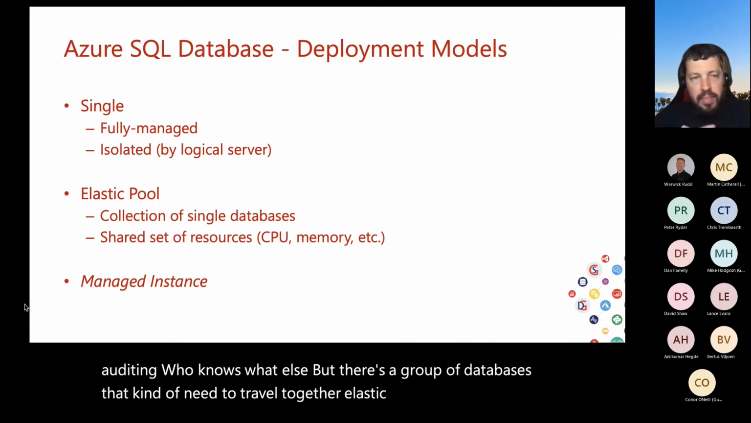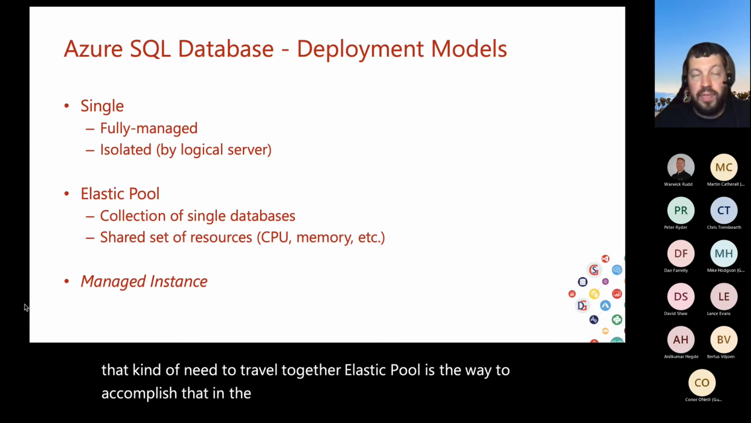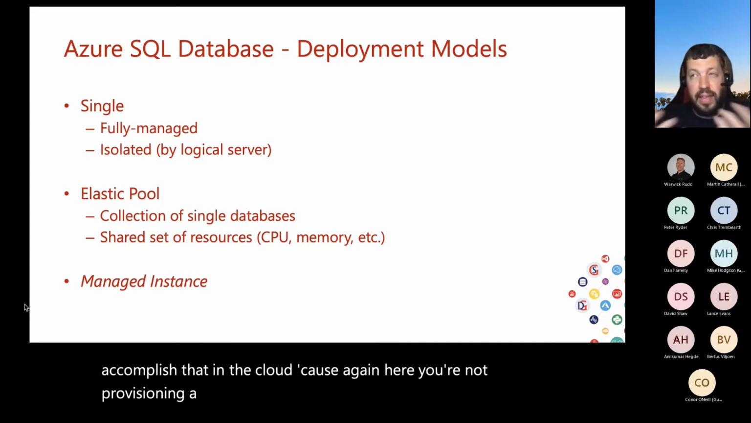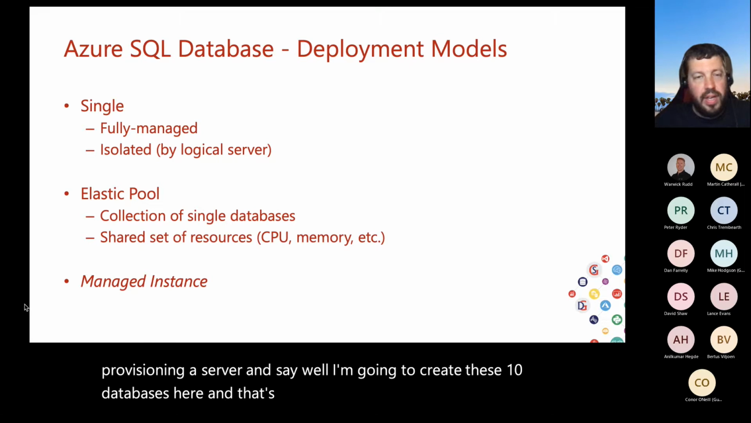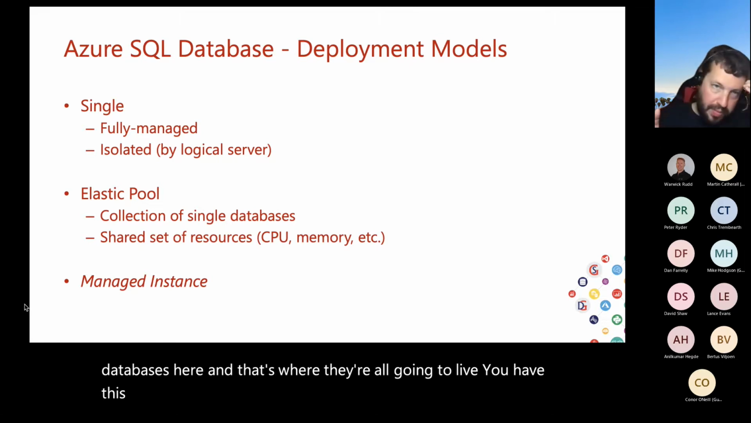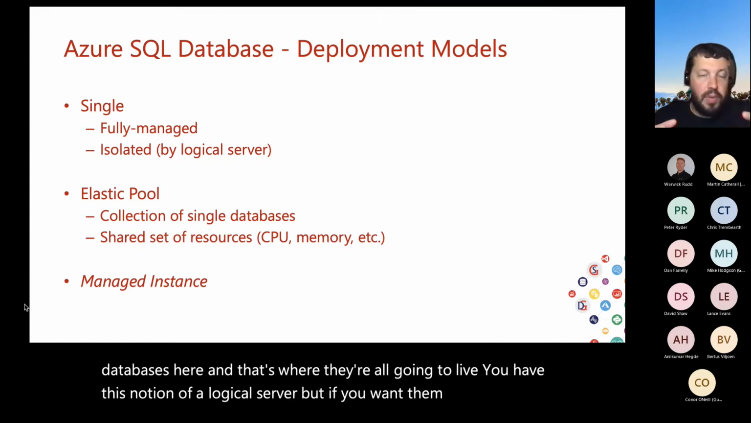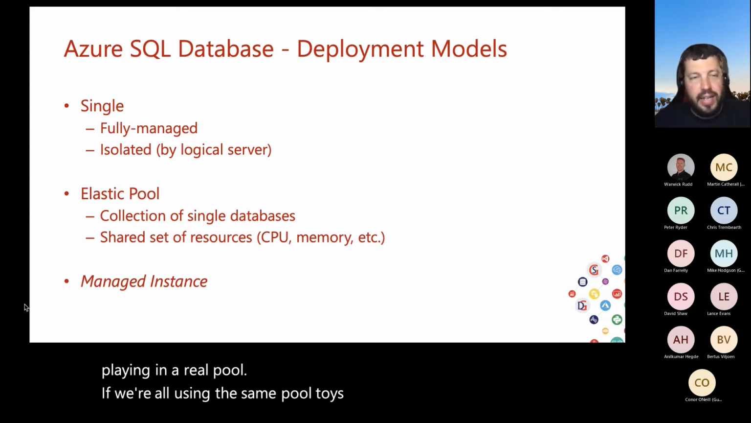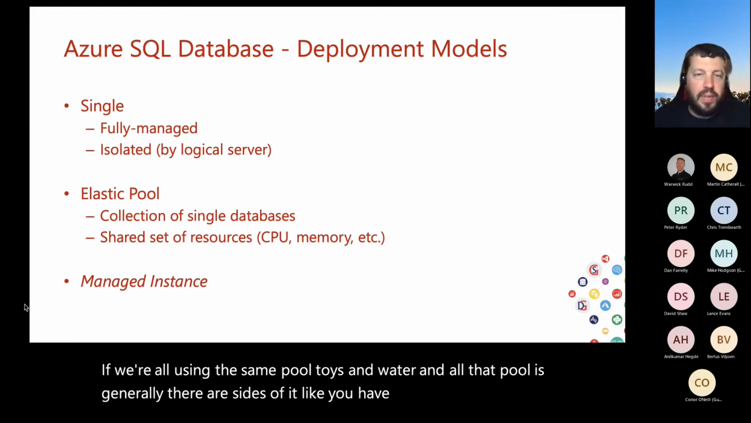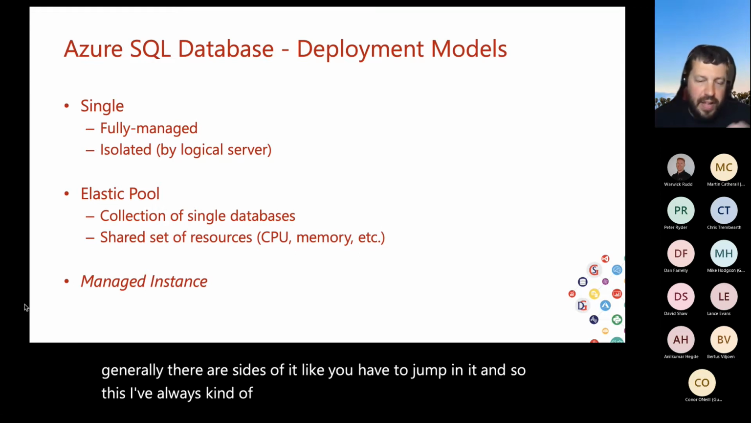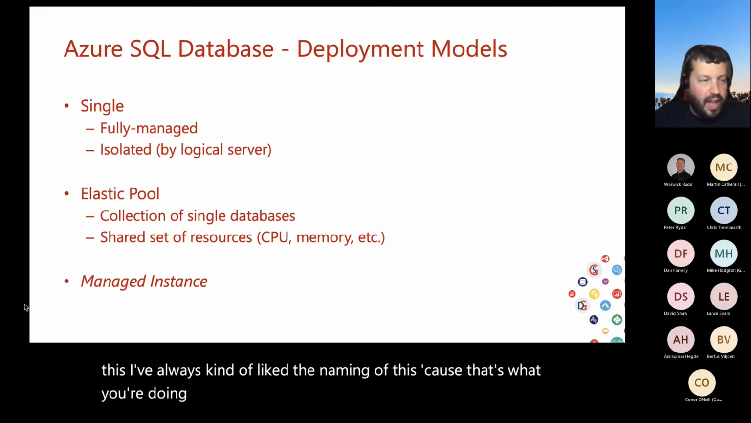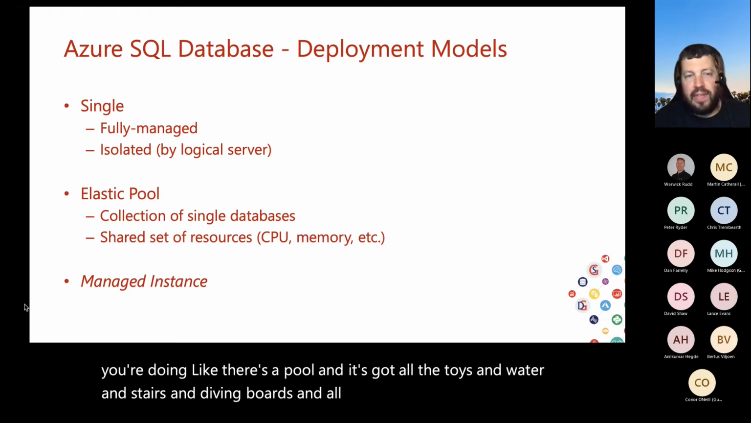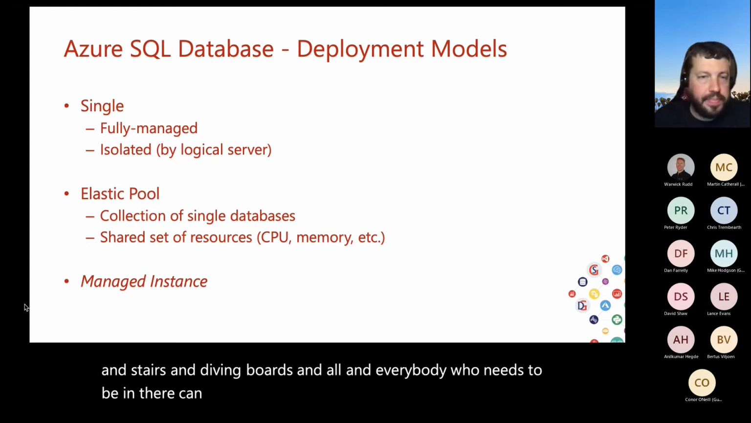Elastic Pool is the way to accomplish that in the cloud. Because again, here you're not provisioning a server saying, well, I'm going to create these 10 databases here and that's where they're all going to live. You have this notion of a logical server, but if you want them all, much like playing in a real pool, if we're all using the same pool toys and water, that pool generally has sides, like you have to jump in it. I've always kind of liked the naming of this because that's what you're doing. There's a pool and it's got all the toys and water and stairs and diving boards and all that. And everybody who needs to be in there can use any of that.